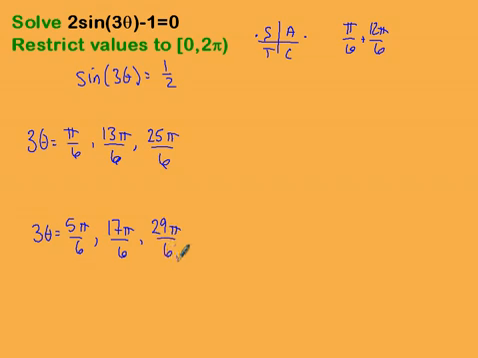Now keep in mind, if this was a 5 or a 7, I'd have a total of 5 up here with the pi over 6s, and another 5 down here. Whatever this number is, that's how many you want with each of your original solutions.